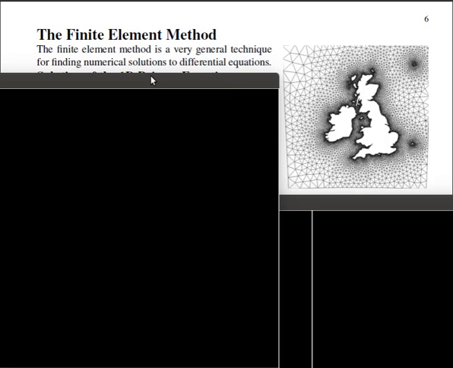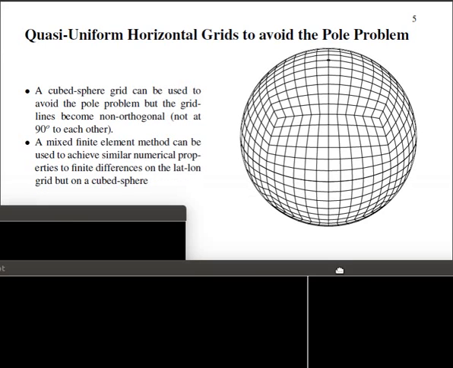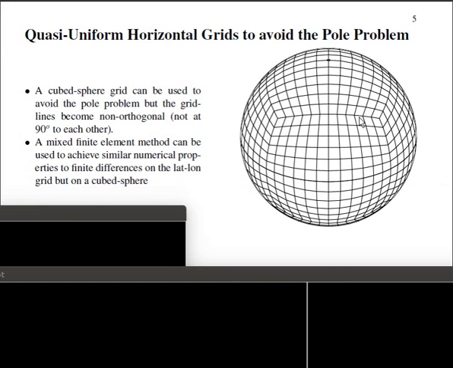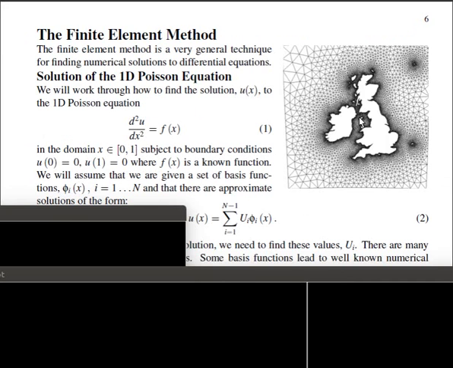atmosphere and ocean. This is an example of a finite element grid, of a triangular grid with local refinement around the British Isles. This would be for ocean modelling. Finite elements are also useful for cubed sphere grids like this one, which is currently being considered by the UK Met Office.